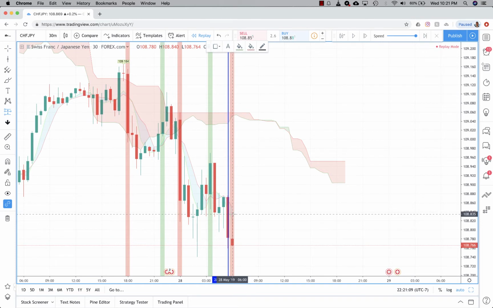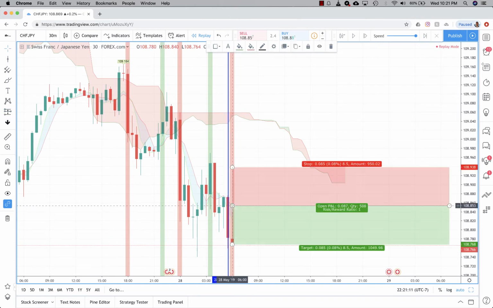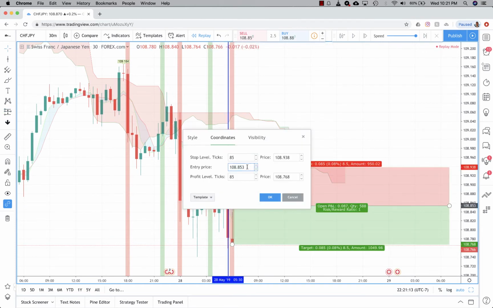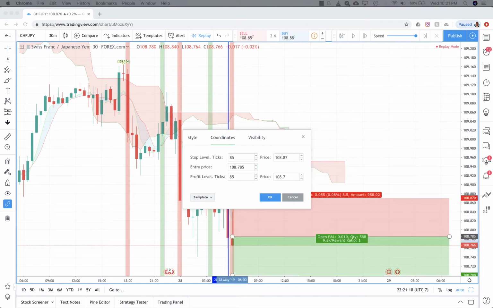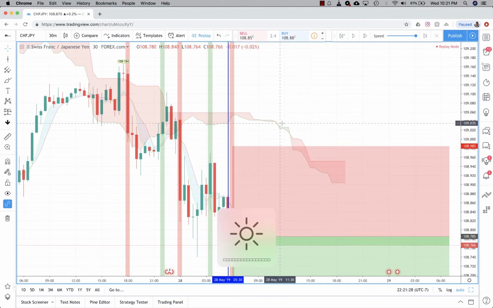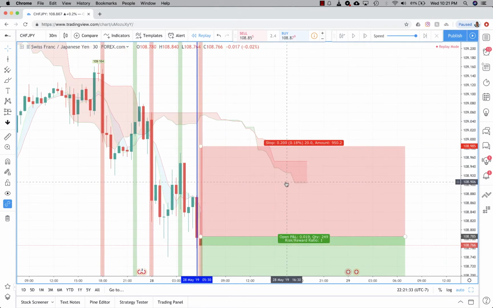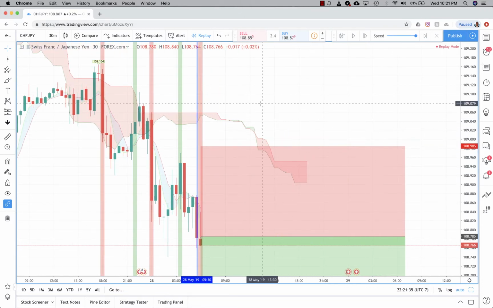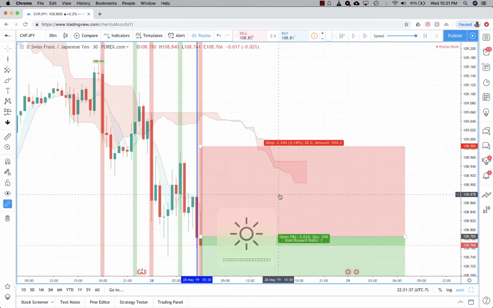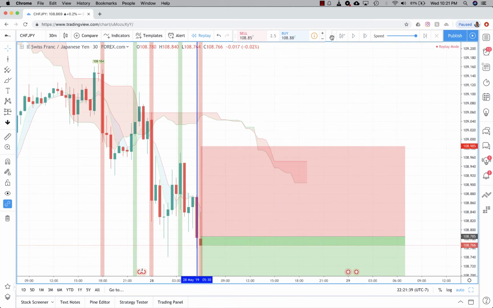We took a short position about 5:58 a.m., so about 6 a.m. And then our entry point was at 108.785. Our target was 108.585, and our stop loss was set at 108.985. So we were looking to make a 20 pip profit on this trade on a 1-to-1 risk to reward ratio. So let's let it play out.